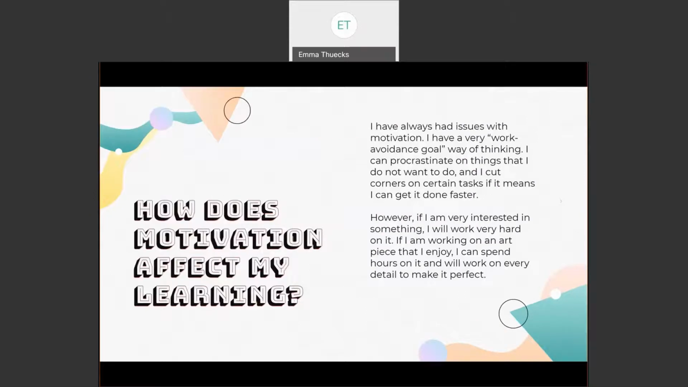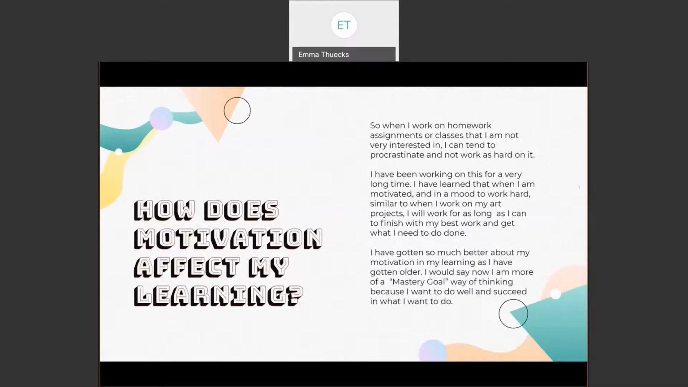So how does motivation affect my learning? I've always had issues with motivation. I had a very work avoidance goal way of thinking. I can procrastinate on things that I don't want to work on, and I cut corners on certain tasks if it means I can get it done faster. However, if I am very interested in something, I will work very hard on it. If I'm working on an art piece that I enjoy, I can spend hours on it and will work on every detail to make it perfect.